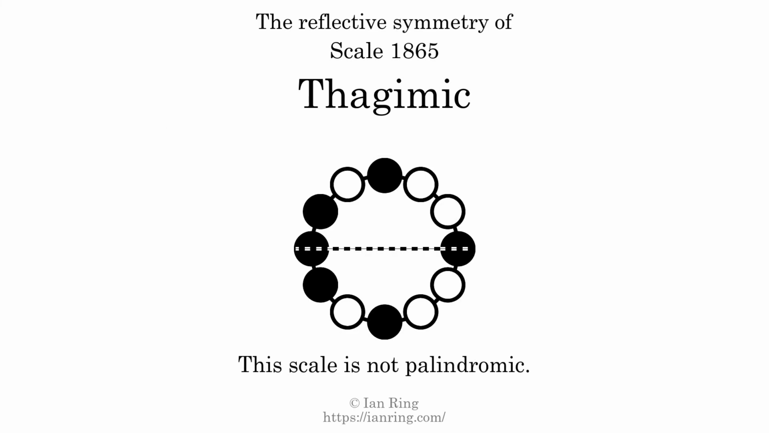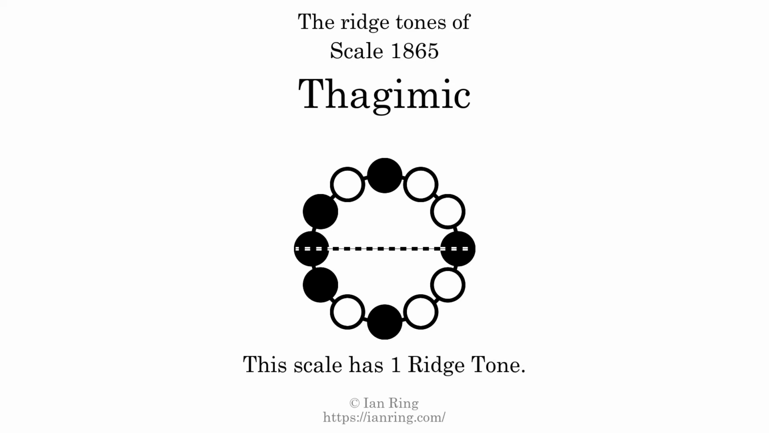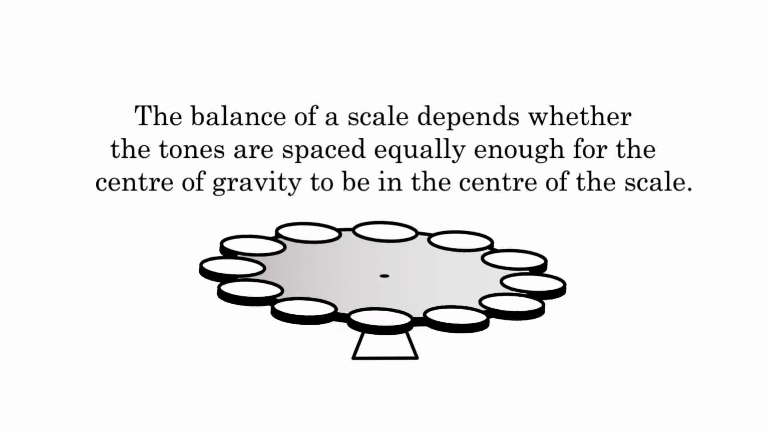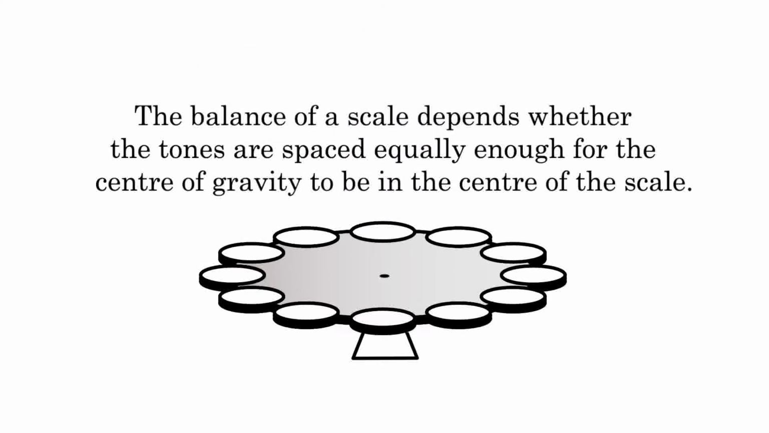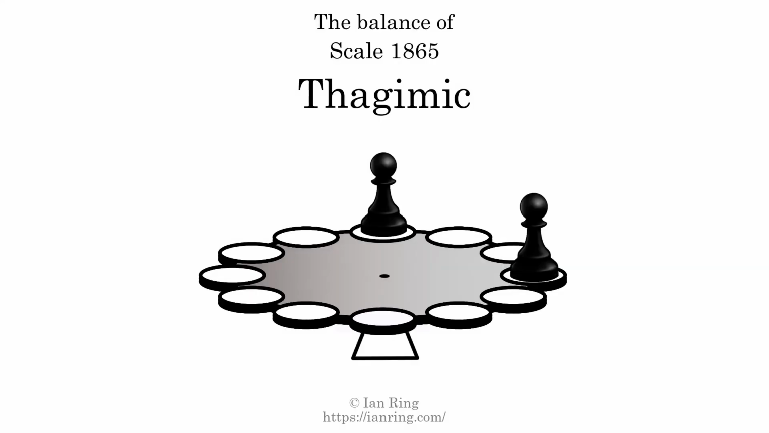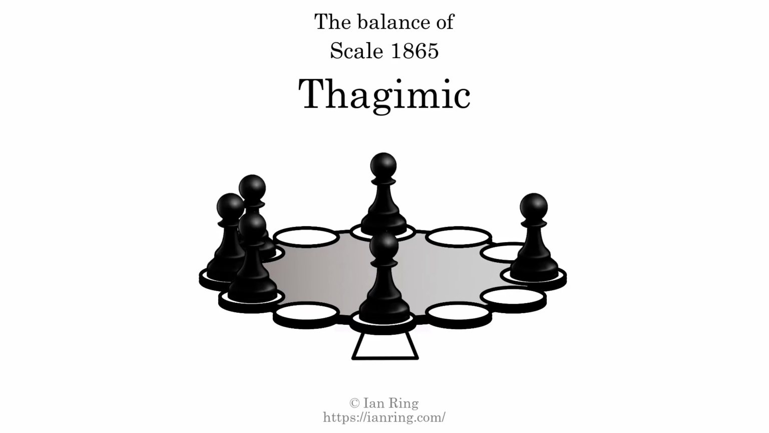This scale has reflective symmetry across an axis position 3 semitones from the root. This scale has a different pattern of intervals ascending and descending, so it is not palindromic. This scale has 1 ridge tone. Here, the balance of a scale depends whether the tones are spaced equally enough for the center of gravity to be in the center of the scale. This scale is not balanced.